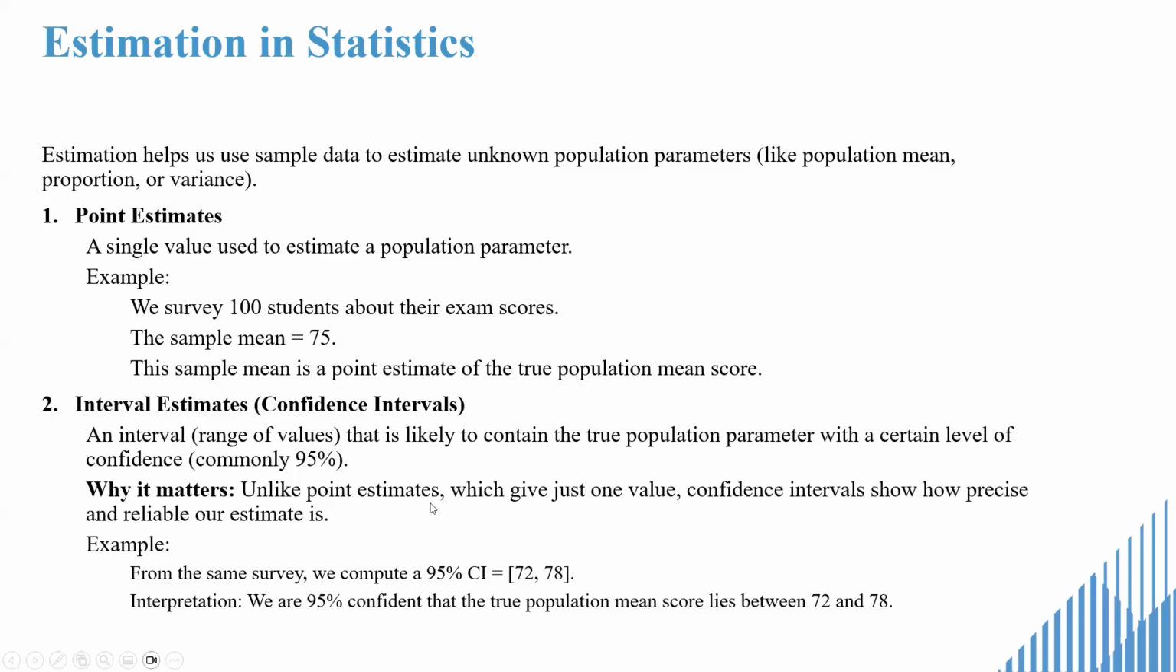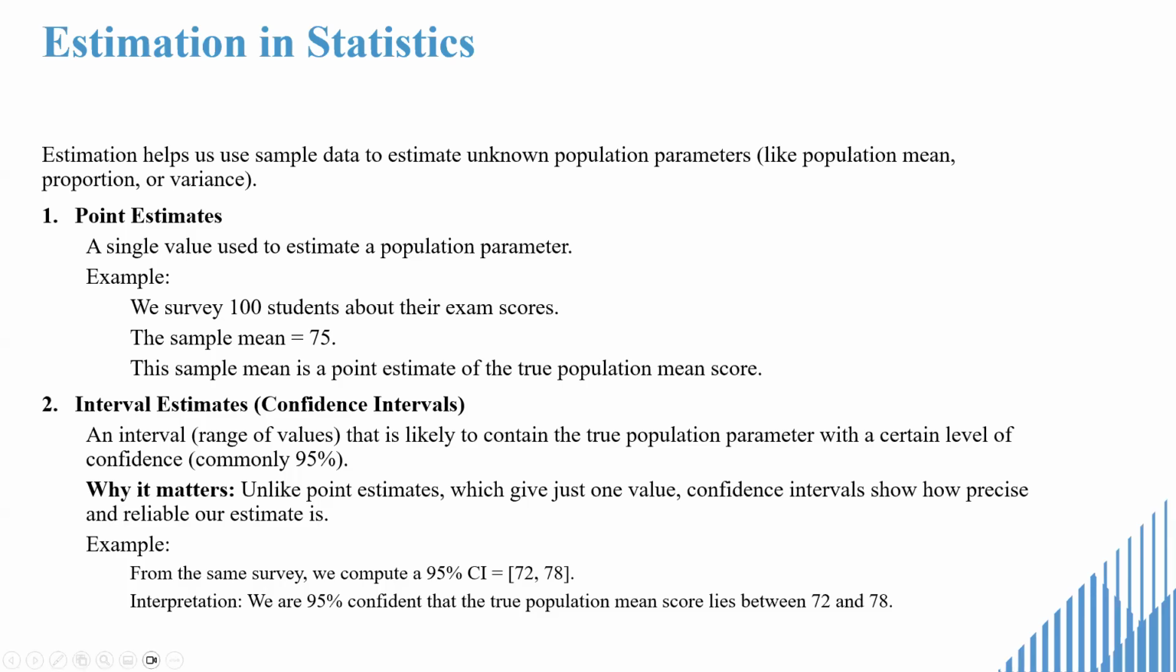So why does it matter? Unlike point estimates, which give just one value, a confidence interval shows how precise and reliable our estimate is. For example, for a survey of the height of the trees in Afghanistan, we compute that I am 95% confident that the height is between 72 to 78. So it's an interval. So the interpretation we say like this.